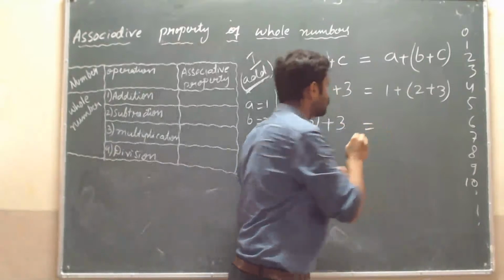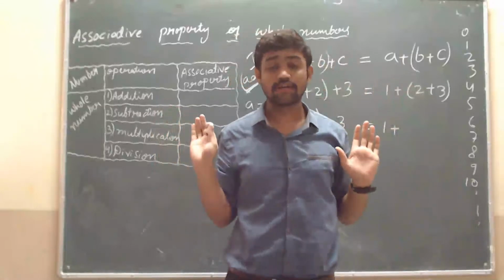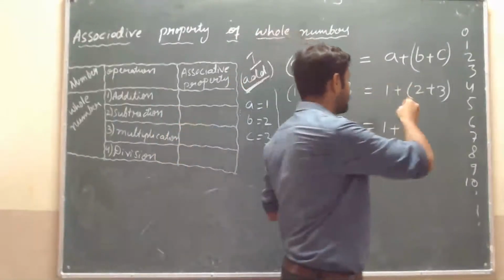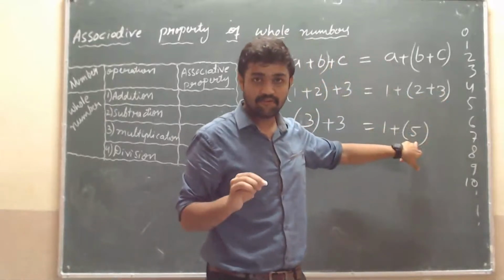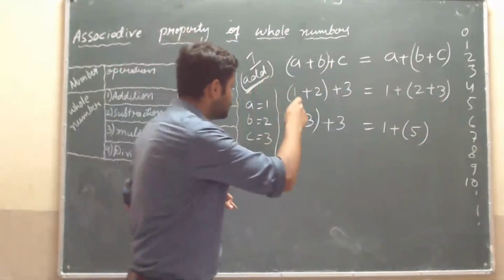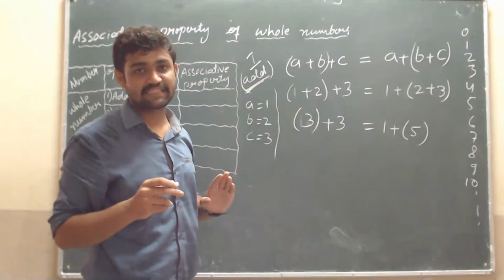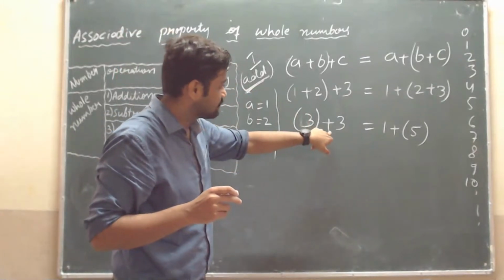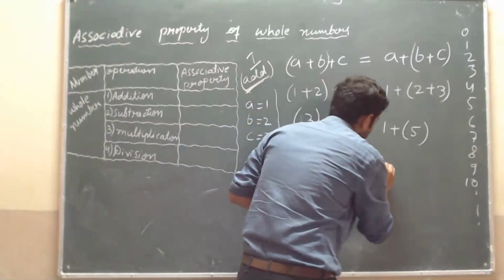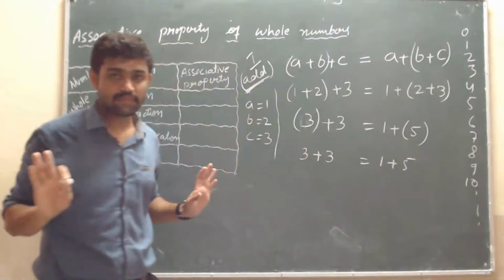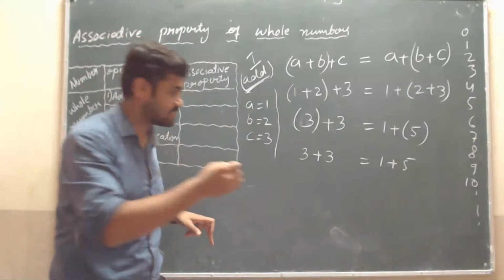Then move to here. It is 1 here. First solve the bracket according to the BODMAS rule. It is 2 plus 3 is 5. Is it clear? Then I will remove this bracket. Then we get plus 3 only, 3 plus 3. Then I remove the bracket, and 1 plus 5 is there. In simple form, only the bracket is removed. 3 plus 3 is 6.